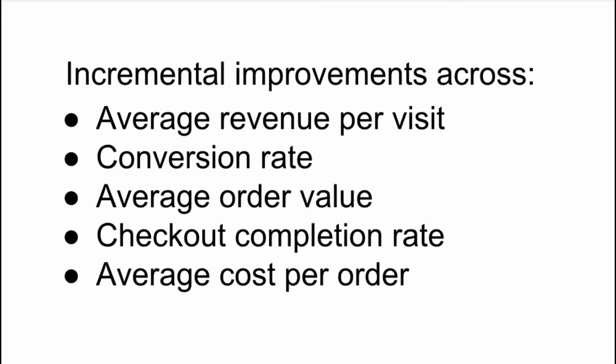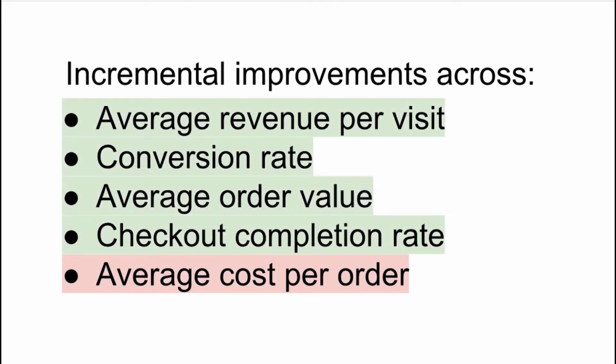Consider this. Incremental improvements across 5 areas of your business can make a big difference in revenue: average revenue per visit, conversion rate, average order value, checkout completion rate, and average cost per order. When the first 4 together increase at a higher rate than the average cost per order, you are growing and on your way to more profits.